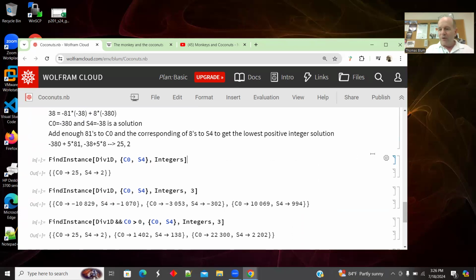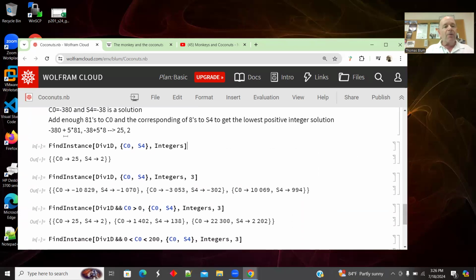So I know how to do it. Okay, good for me. Now let's do it in Wolfram. We said this is something that has a lot of solutions, so we can't just say Solve. Mathematica has a function called FindInstance.